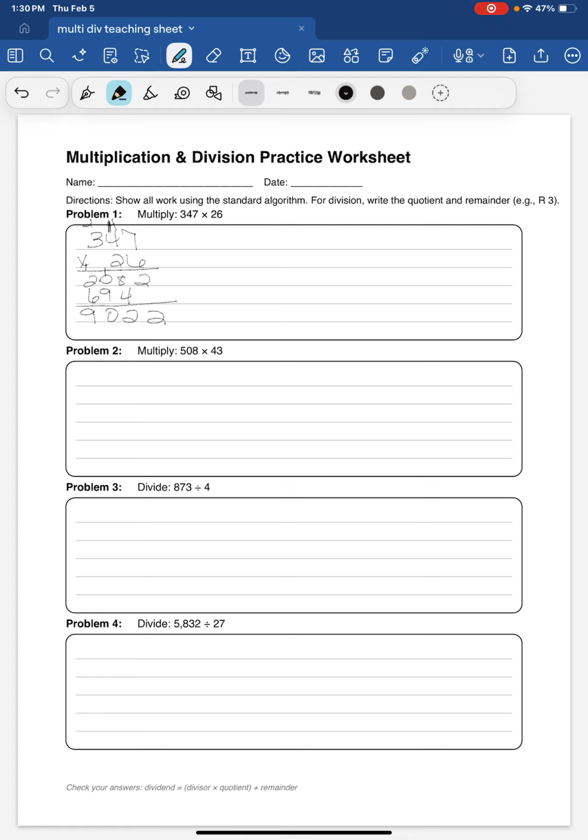And I will go to my calculator just to double check us. 347 times 26. And yes, our answer is 9,022. So then this is another one just to kind of go over it again. Here's your multiplicand. That's a difficult word to say. And then you have your multiplier.